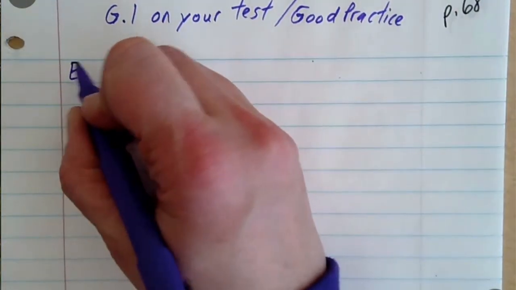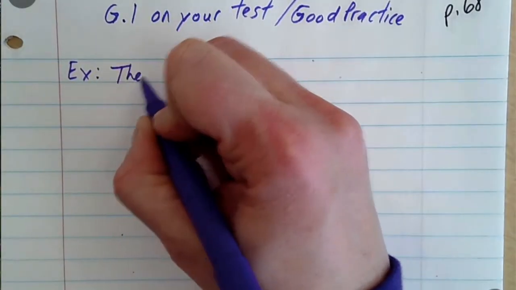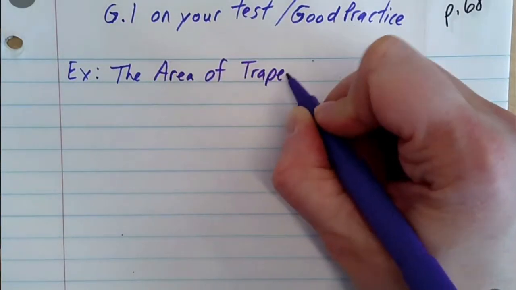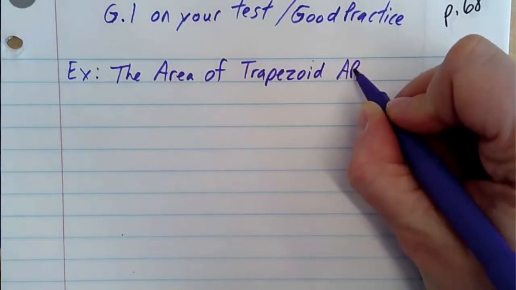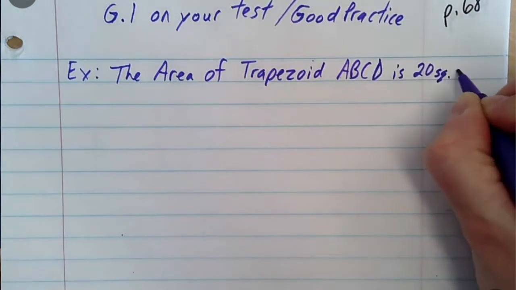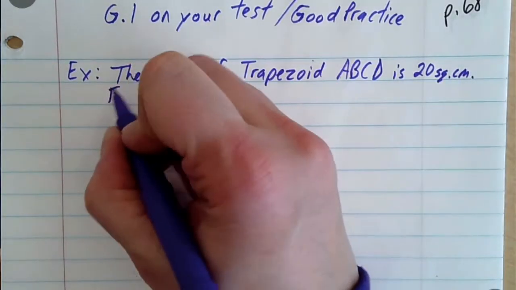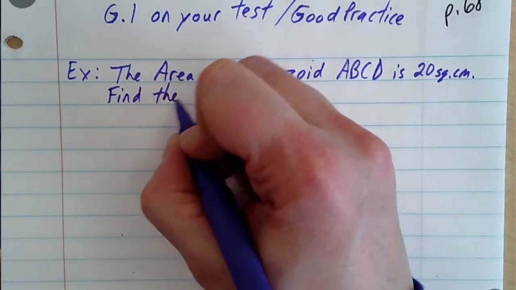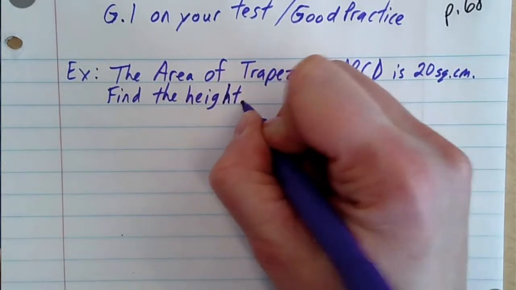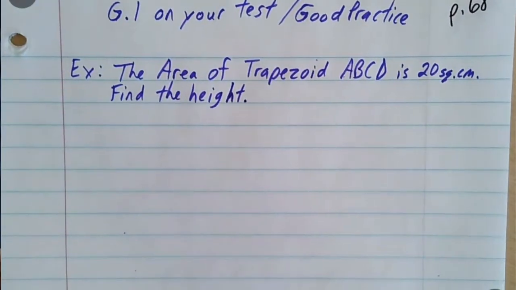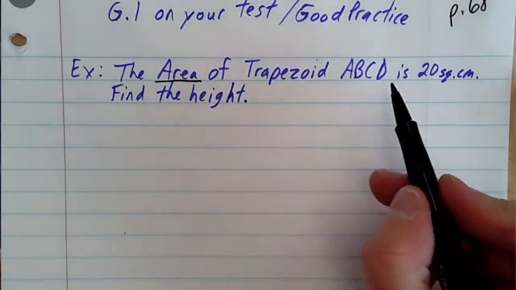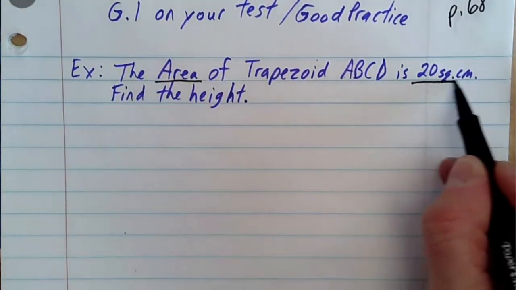The first example that I'm giving you, it's going to say the area of trapezoid ABCD is 20 square centimeters. Find the height. So this is a little different because normally I give you everything you need and you have to find the area. And this one I'm actually giving you the area of the trapezoid. They label it by its points and they're telling you the area and they're asking you to find the height.